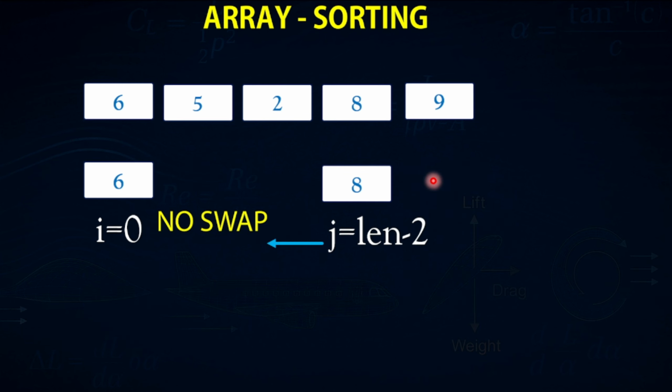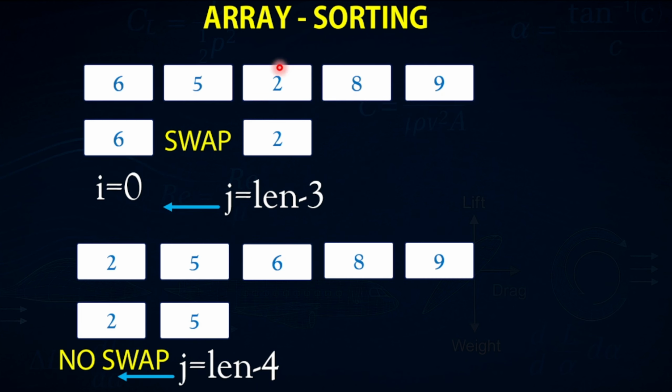After decrementing, j now sits at 8, which is the second element from the right to the left. It needs to be compared with 6. Of course, as you notice, 6 is already less than 8, so no need to swap these two values. So there would be no swapping, and j would go to the next element to the left, which is 2, or the element sitting at index len minus 3. So you go to 2.